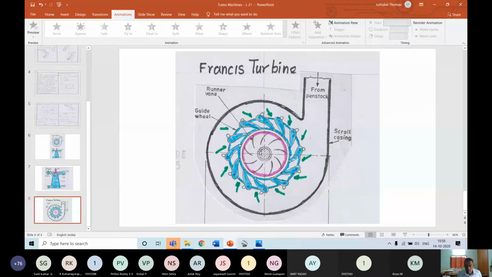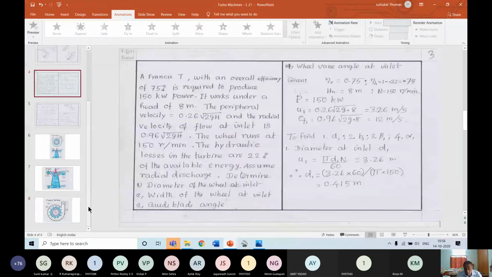so this is about the Francis turbine. The next topic will be the Kaplan turbines. See, the Kaplan turbine is also a reaction turbine, but before that, in the numerical problem, maybe we can calculate a few more things.